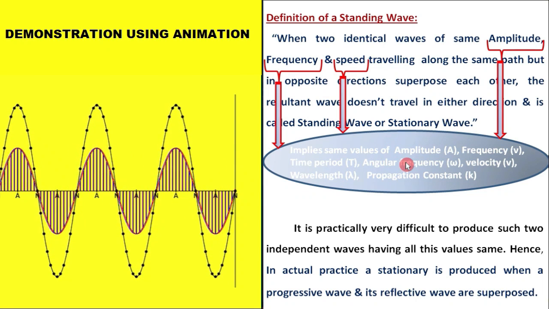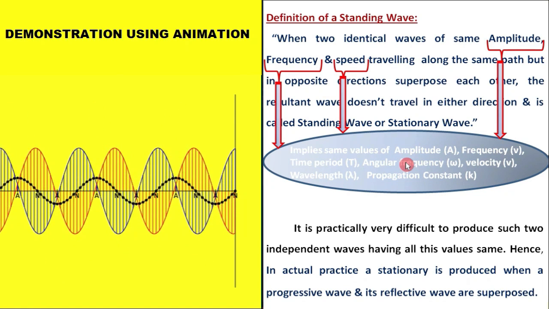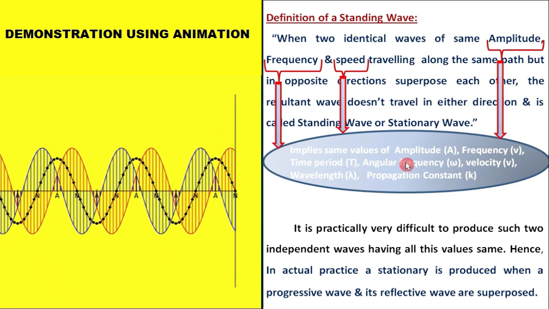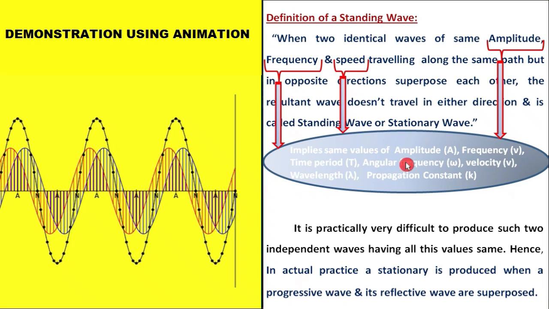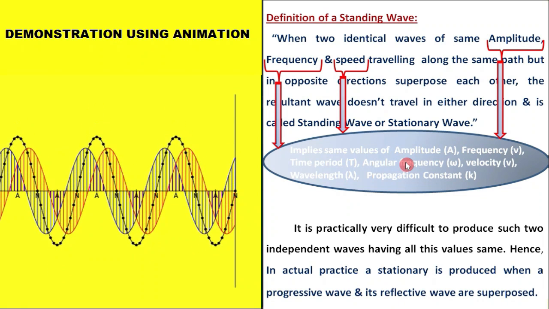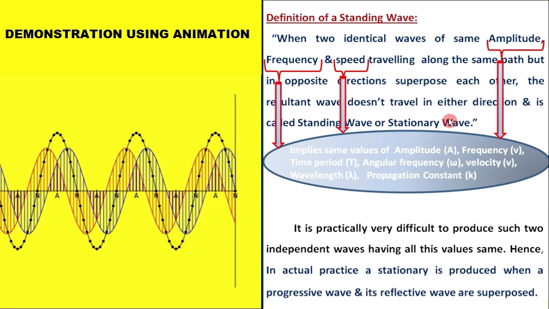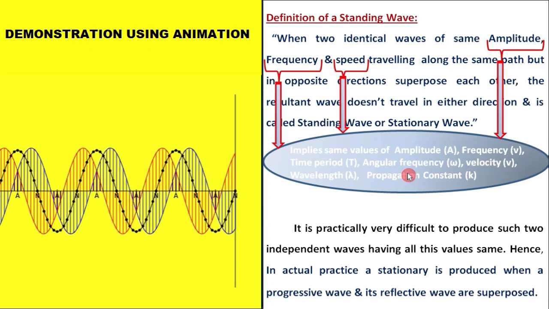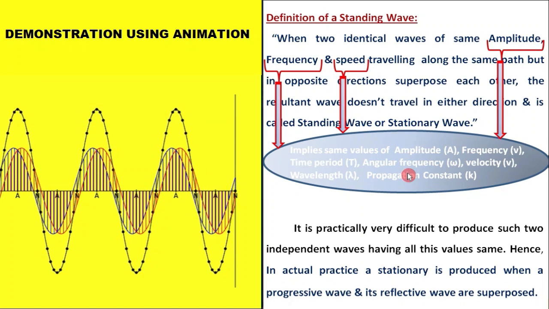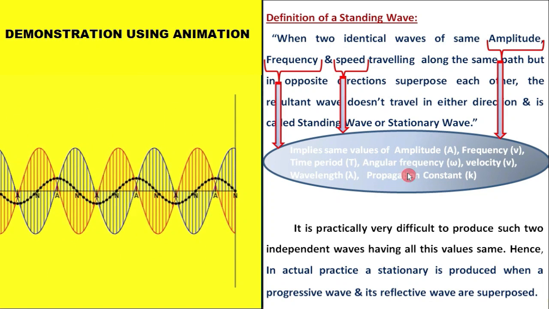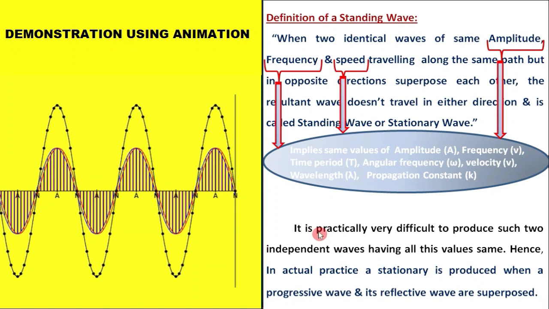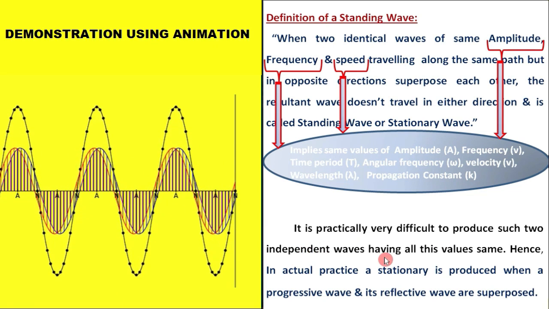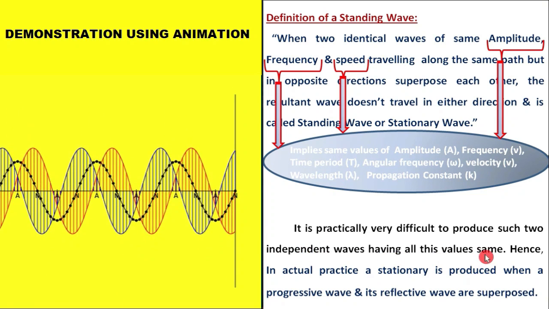If you hold one rope from one side, and another person is holding that rope from the other side, and both are continuously moving that, you are producing two waves. But is it possible that all these values will be same? You have to exactly move with same speed, same amplitude, same frequency and all that. So in practical, it is written that it is practically very difficult to produce such two independent waves having all these values same.